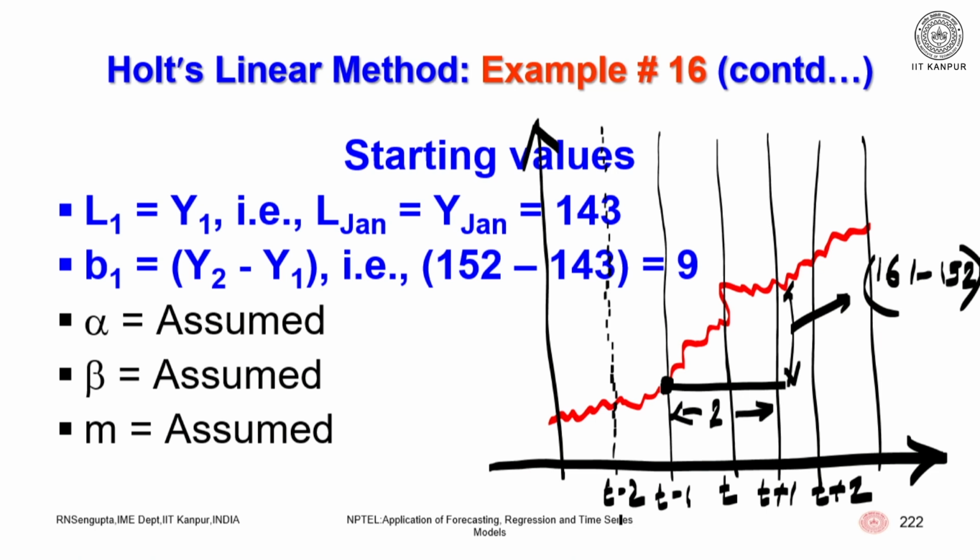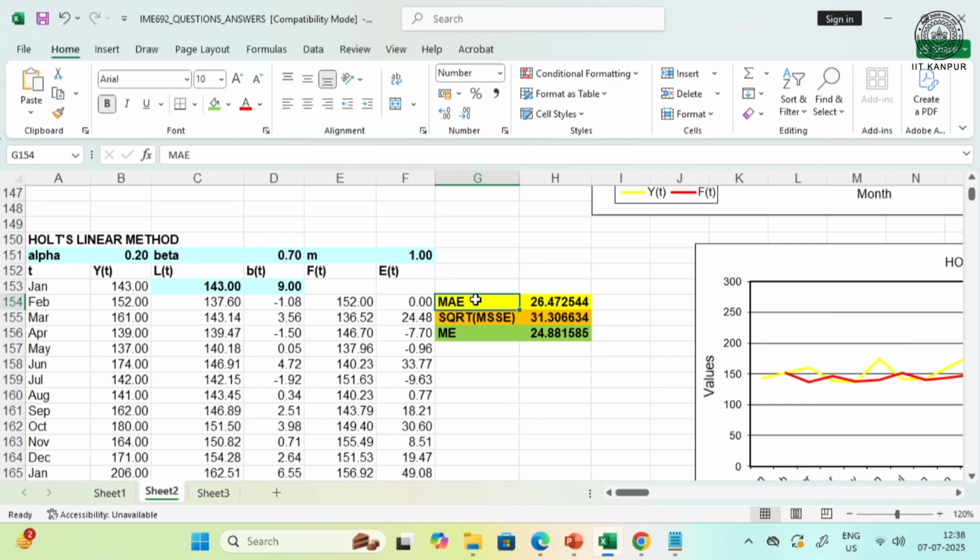So, alpha is assumed, beta is assumed, m is assumed, and m is 1 if you remember. Beta can be taken in the range 0 to 1, and alpha can be in the range of 0 to 1. We have already done it. So, let me go back to the Excel sheet. This is the data which I had. This Excel sheet you have already seen.